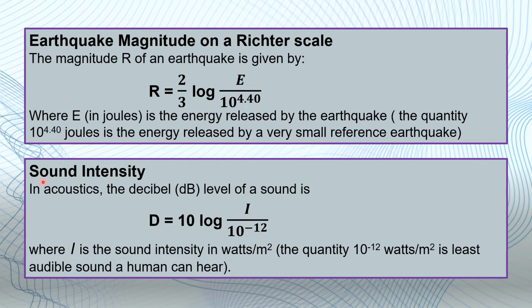Logarithm in sound intensity. In acoustics, the decibel level of a sound is D equals 10 logarithm of I over 10 raised to negative 12, where I is the sound intensity in watts per square meter. The quantity 10 raised to negative 12 watts per square meter is the least audible sound a human can hear.